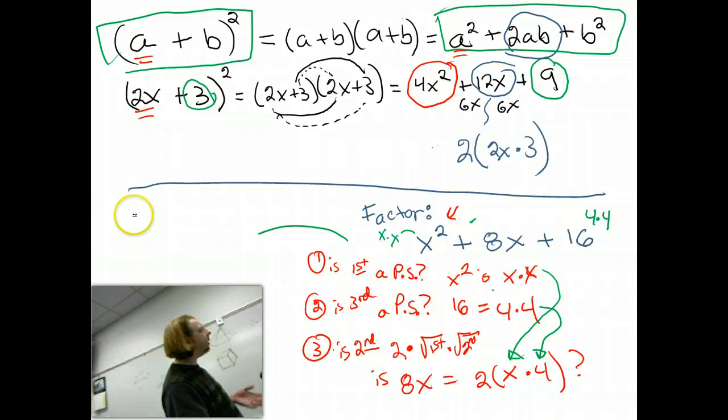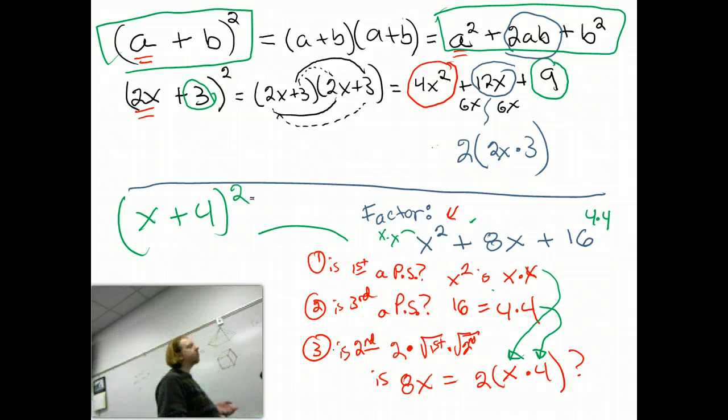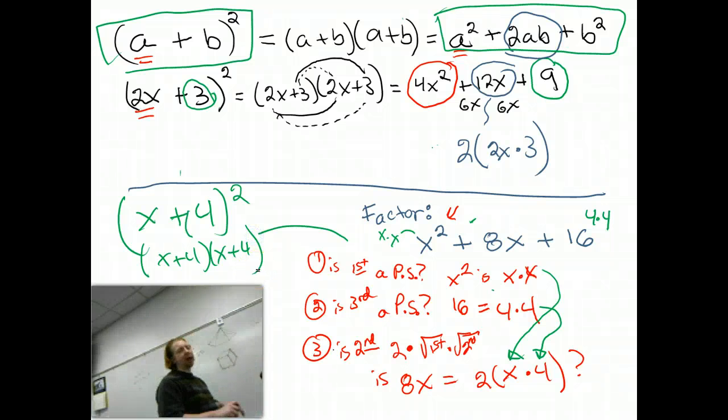My factors are simply going to be (x plus 4) squared. And then I can verify that by distributing it out to make sure it works. Or I could even say, let's guess and check the old-fashioned way. Here's where I want to be. (x plus 4) times (x plus 4). And see if that works or not.